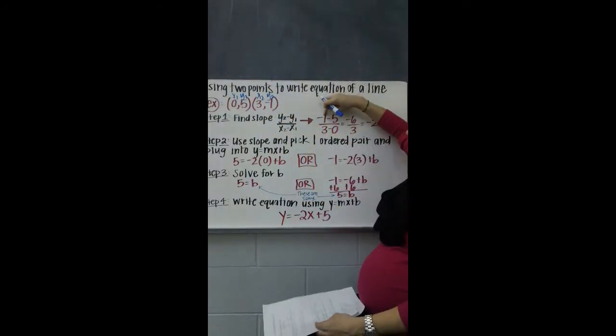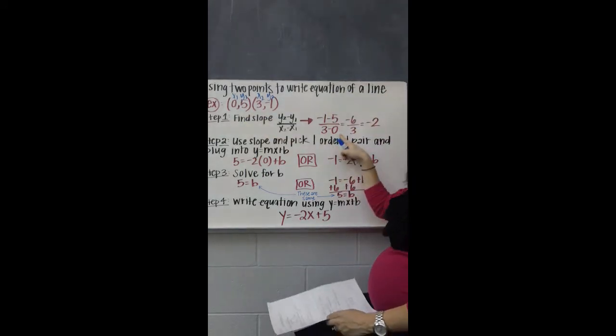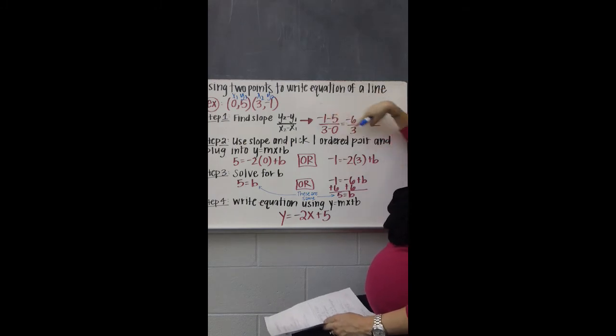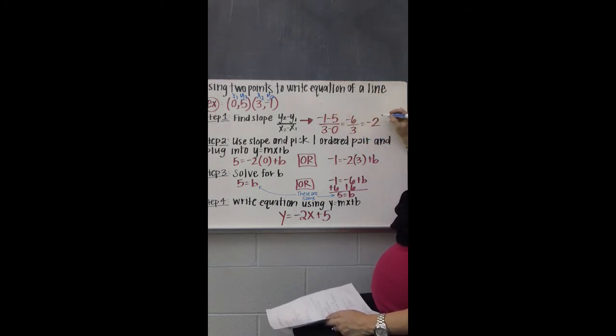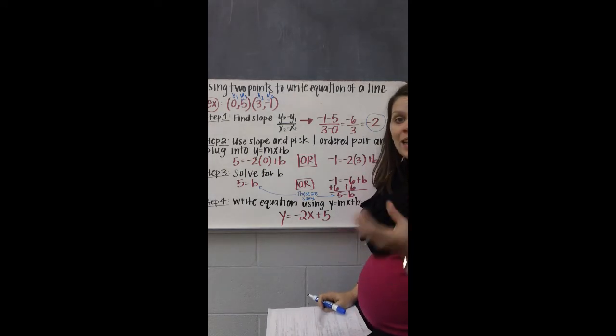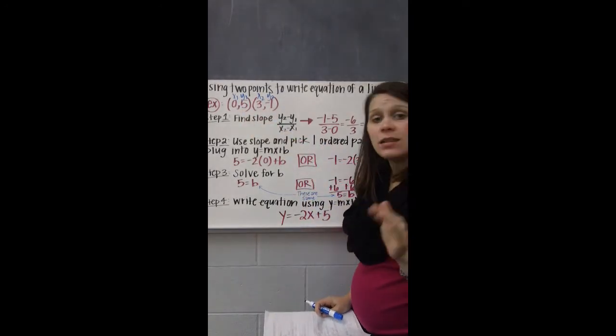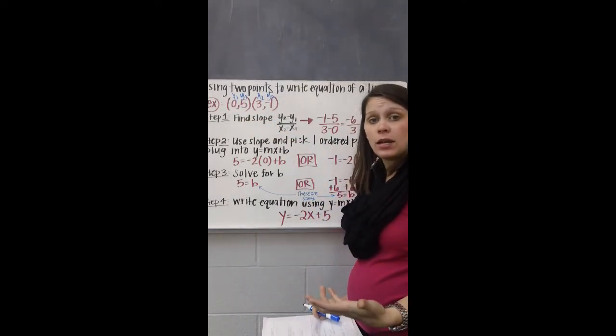So I've got -1 minus 5 over 3 minus 0. -1 minus 5 is -6. 3 minus 0 is 3. This reduces to -2. So this is our slope. Once you have your slope, now you get to pick one of the ordered pairs they give you. It does not matter which one. You're going to get the same answer.